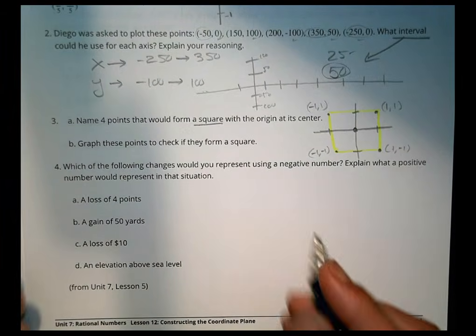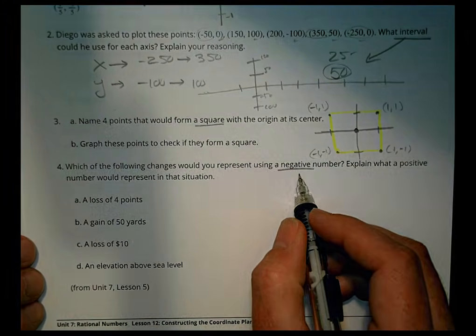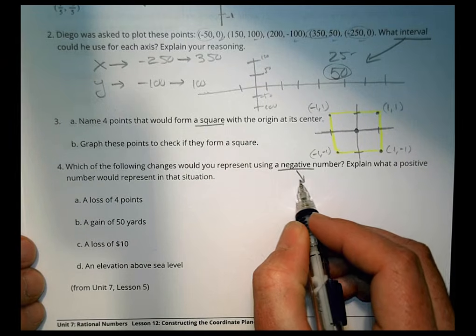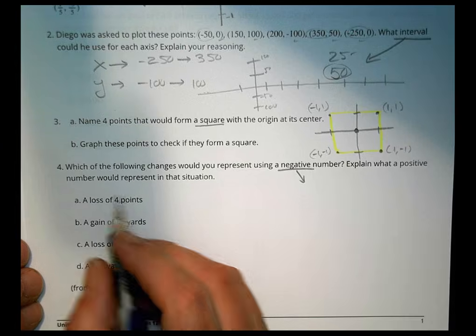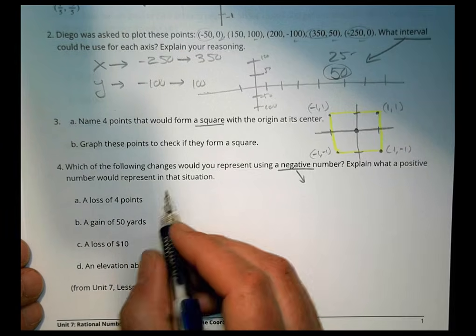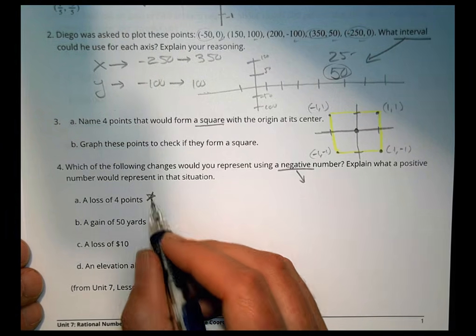Alright, which of the following changes would you represent using a negative number? So a change being a negative, a decrease of some sort, and explain then what a positive number would represent in the situation. So a loss of 4 points, that would be a good one to use a negative number for.